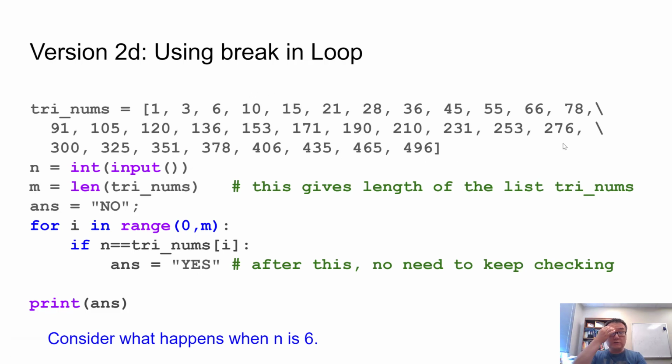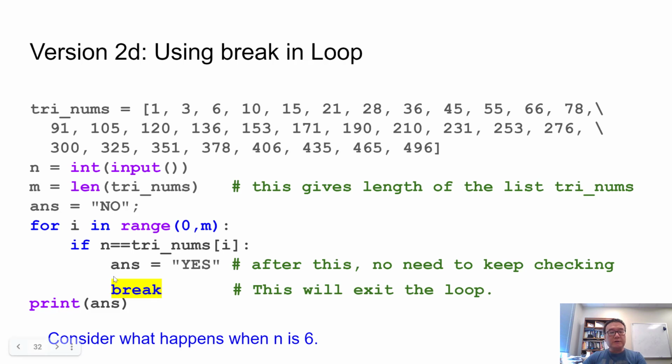But we really don't need to do that, because if we have already found the value in the list, there's no point in continuing to look. We're going to print yes. At that point, we really want to get out of the for loop instead of keep going. You're going to find that oftentimes there are cases where you want to do that. You can achieve that by using a break statement.